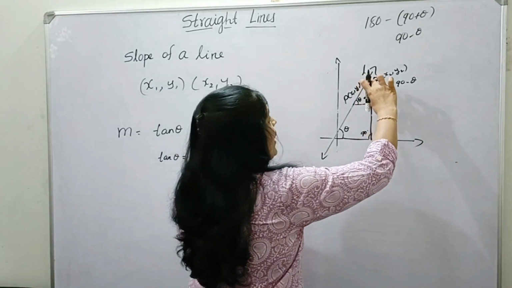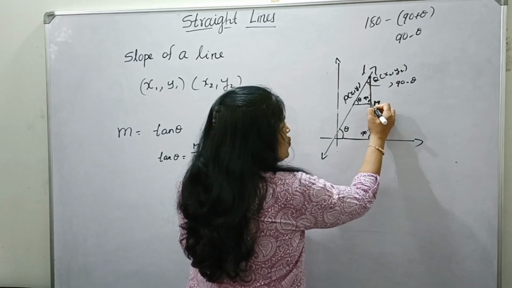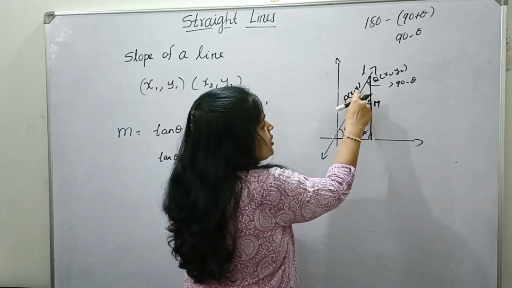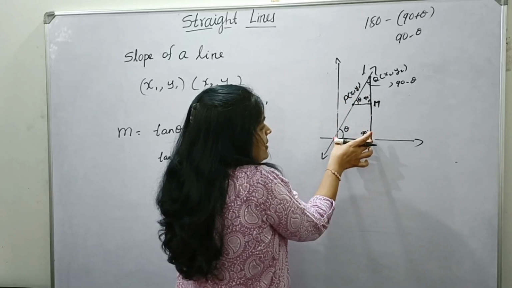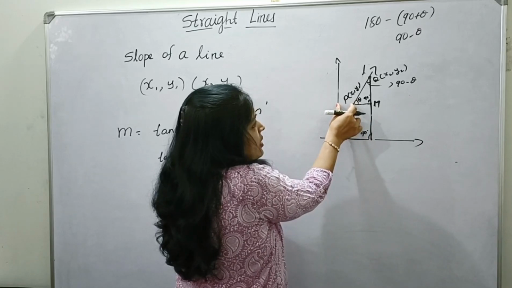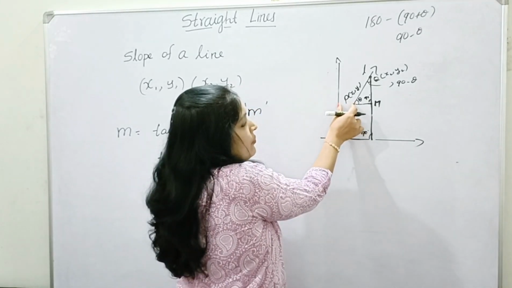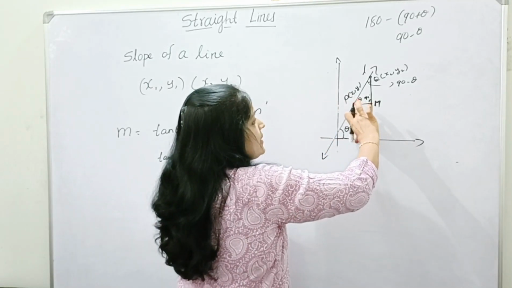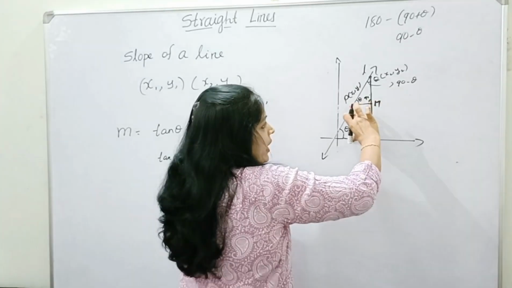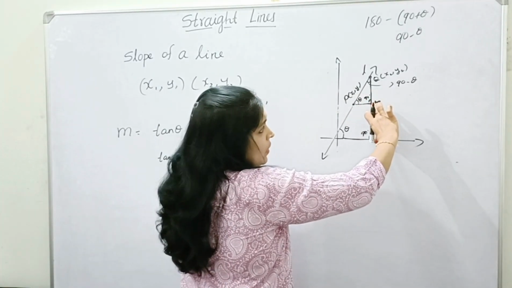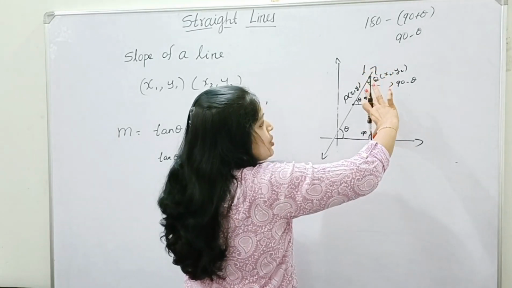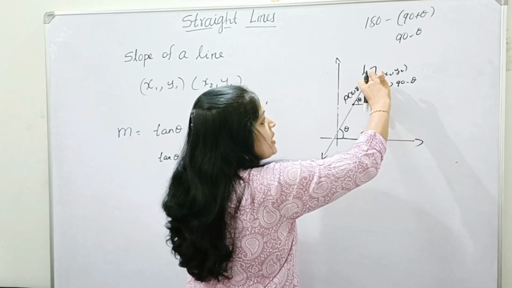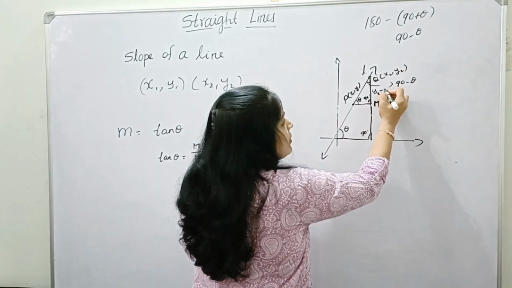Now here we have to find this length. So what is this one? This point is x1, y1. That means from the origin to this point is x1, and this length is y1. So it is y1, and the total from here to here is y2. Therefore, this one is nothing but y2 minus y1.